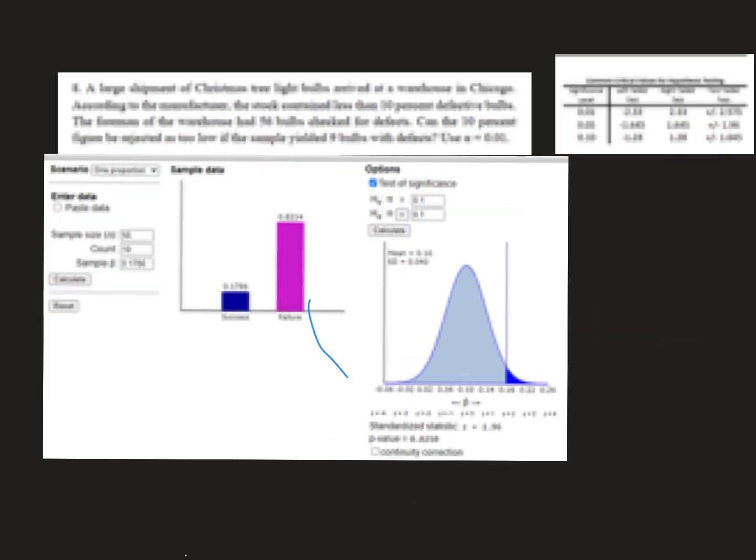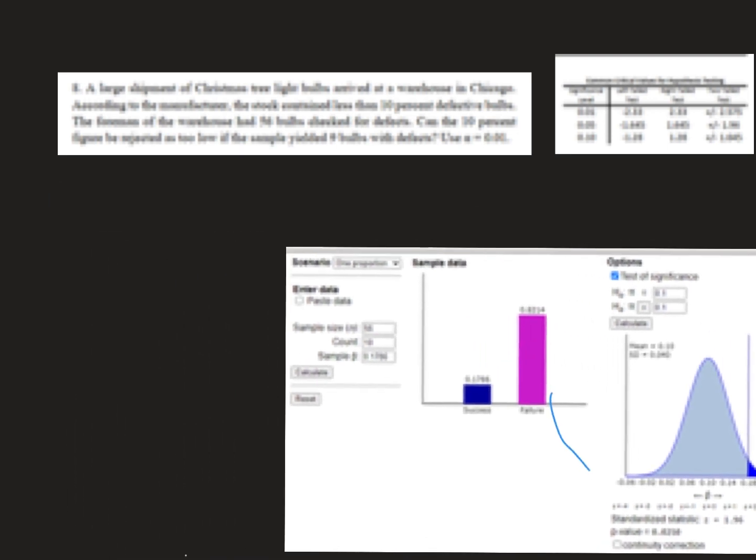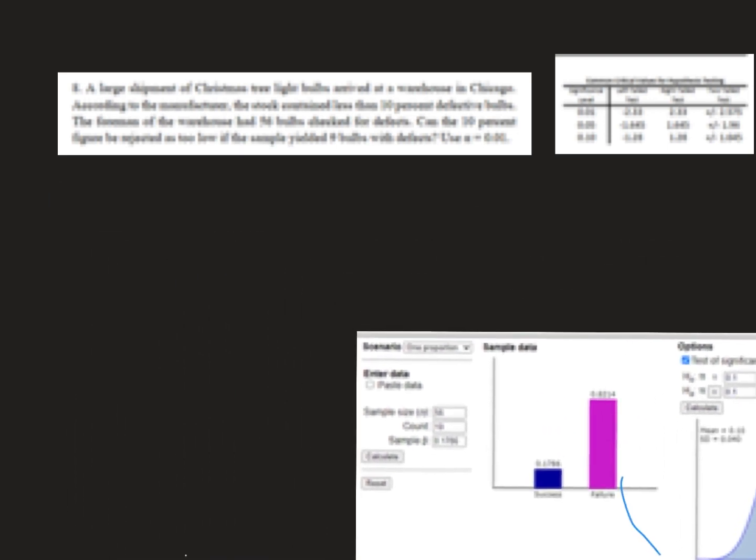Now I've got one, again from those cookbook questions. What are we seeing? They're receiving shipments of Christmas tree light bulbs. According to the manufacturer, less than 10% of their bulbs will be defective. So they checked 56 bulbs and found that 9 had defects. So let's see, what is p hat?